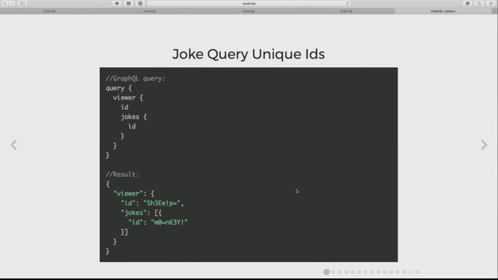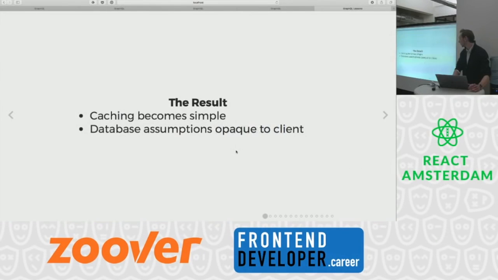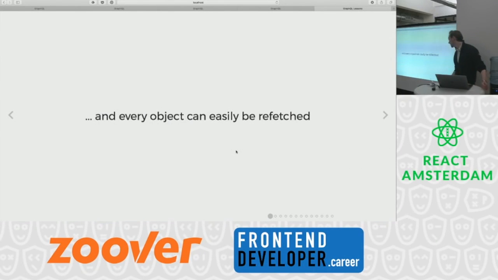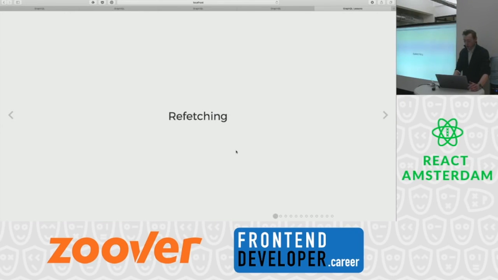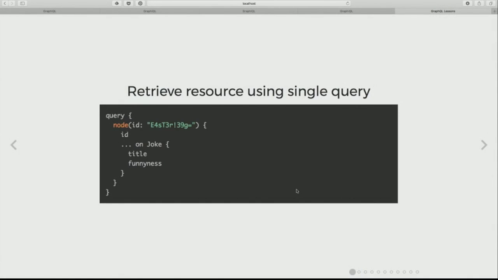Yes, and second of all, because they are unique now, client-side caching becomes very easy. So these are the two results just discussed. But there's another advantage, namely that every object can easily be refetched. In a Relay-compliant GraphQL schema, there's something called a node field, which brings us to refetching. So in a Relay-compliant schema, we have the node field, and basically what it returns is an object that conforms to the node interface. And with this, you are able to refetch any object for which you have an ID.